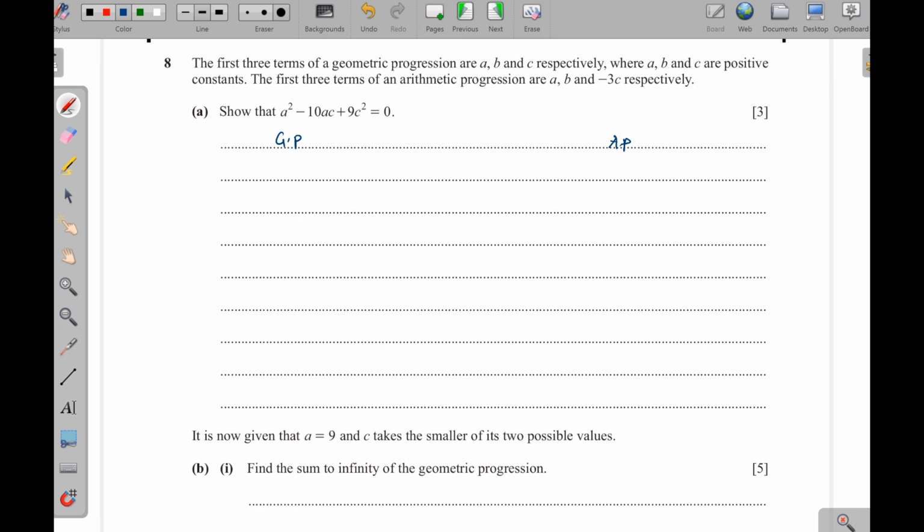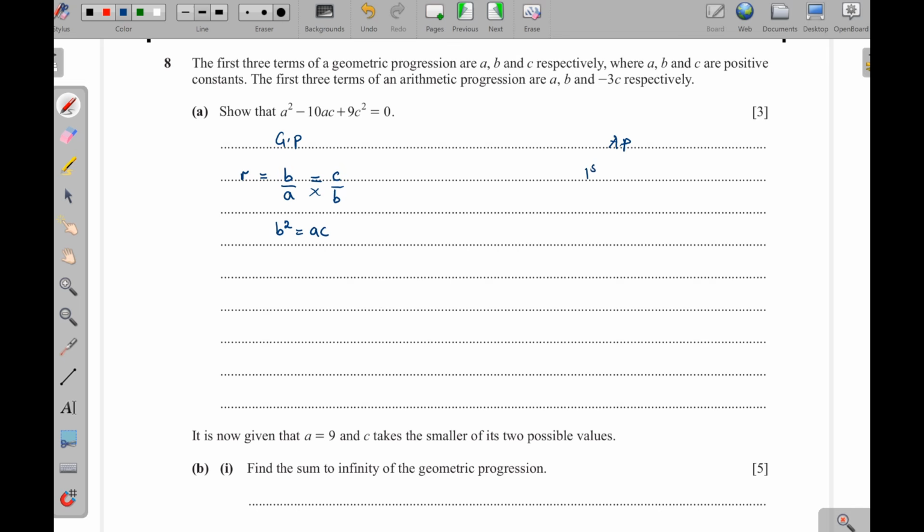The common ratio R is going to be equal to the second term, here it is B, out of the first term, A. This is the same as the third term, which is C, divided by the second term, which is B. You see that? So if we cross multiply here, we get B squared equal to AC. I can leave that one there.